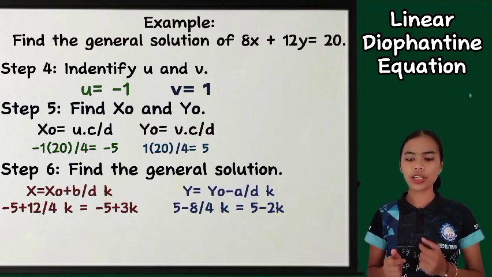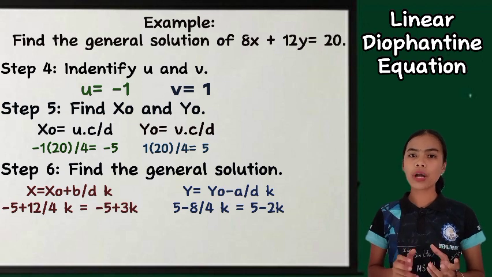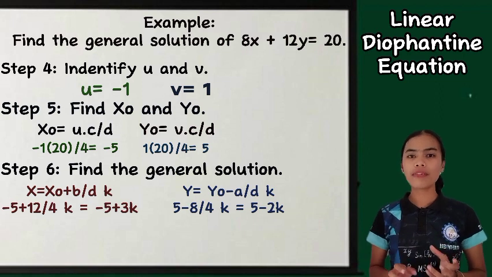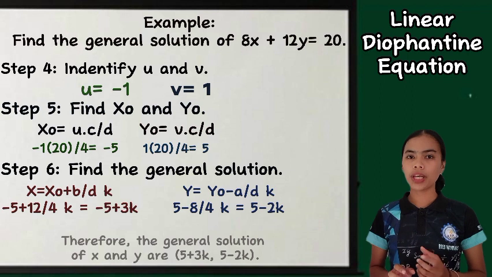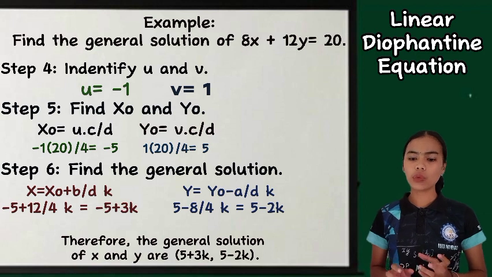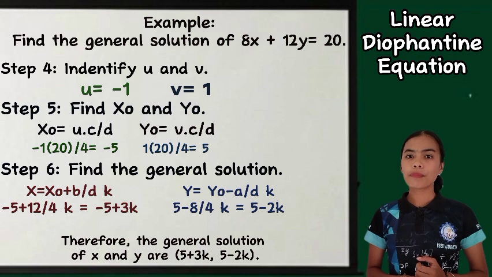And then in finding our y, we have a formula: y sub o minus a over d multiplied by some integer k. So since our y sub o is equal to 5 minus our a, which is 8, divided by our GCD, which is 4, multiplied by some integer k, we arrive at the answer 5 minus 2k. Therefore the integer solution of our x and y is x equals negative 5 plus 3k, y equals 5 minus 2k.